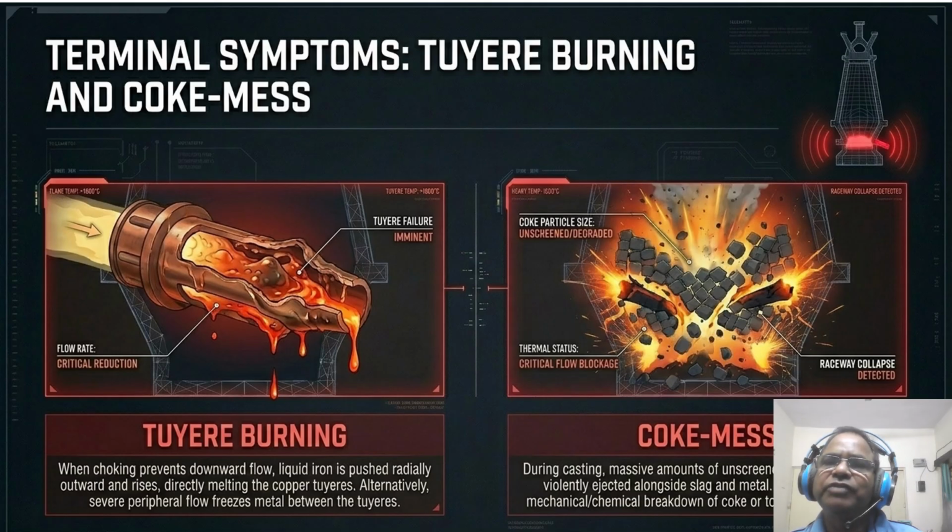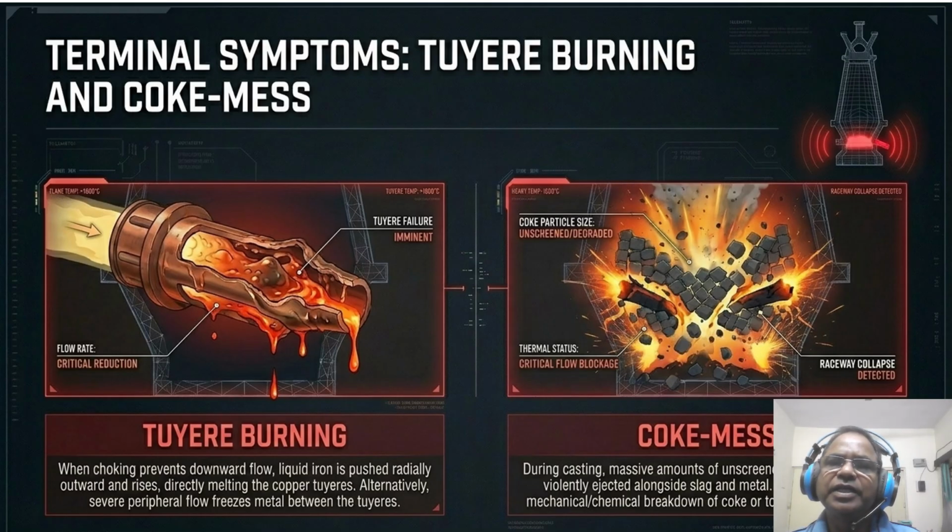As the hearth fails, the symptoms manifest at the tuyere. Tuyere burning and the coke mess are on the slide directing towards this. These are the terminal signs. On the left, the tuyere burning shows a copper tuyere literally melting as molten iron flows radially outward because it cannot drain downward, making contact with the copper.